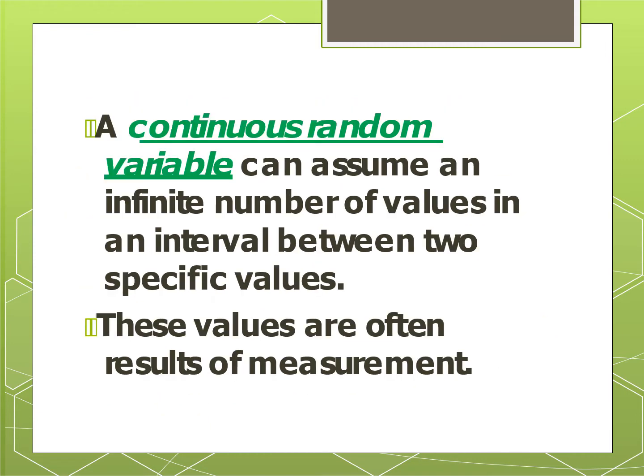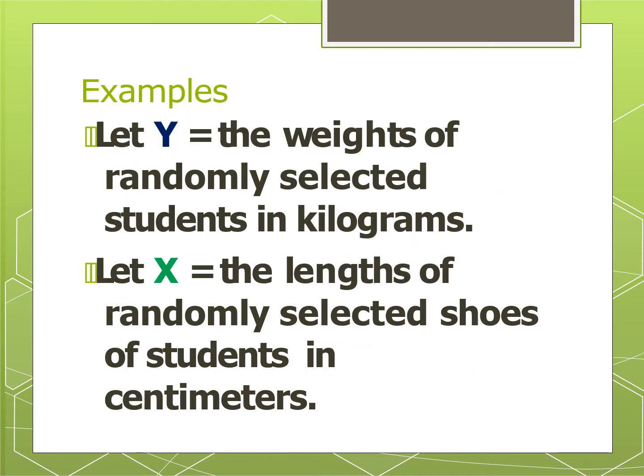We now come to the continuous random variable. It is defined as a variable that can assume an infinite number of values in an interval between two specific values. These values are often results of measurement. A continuous random variable can assume values that can be represented not only by non-negative whole numbers, but also by fractions and decimals. Let's have the following examples.